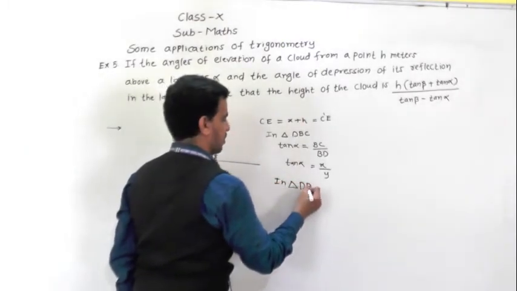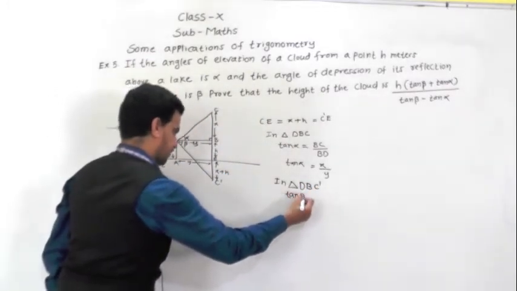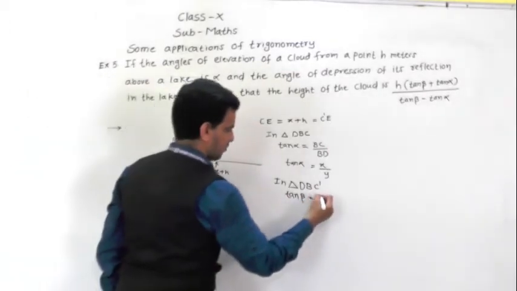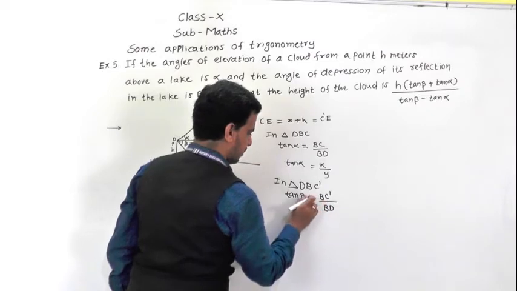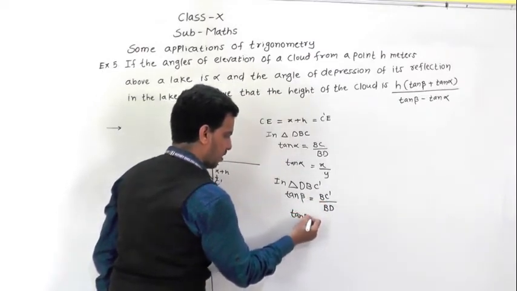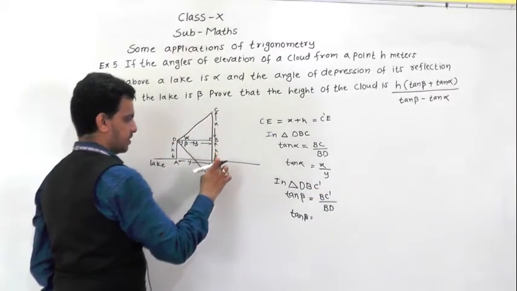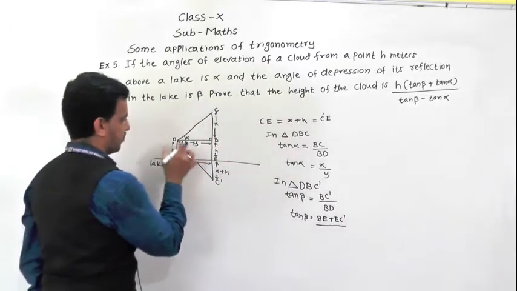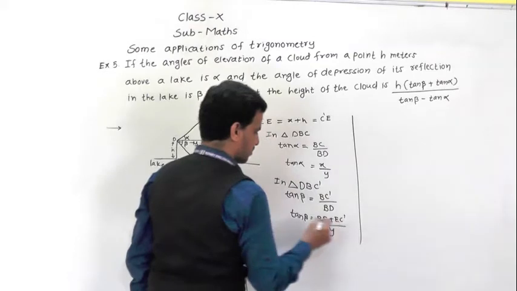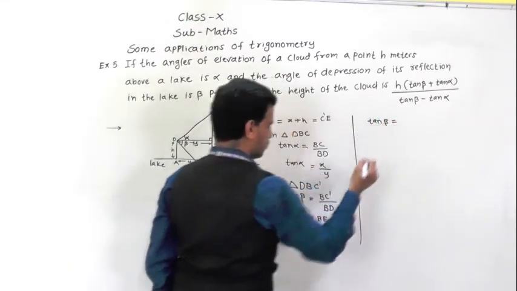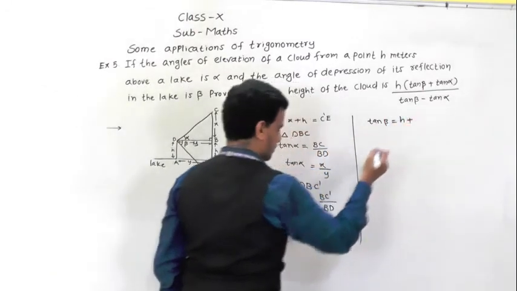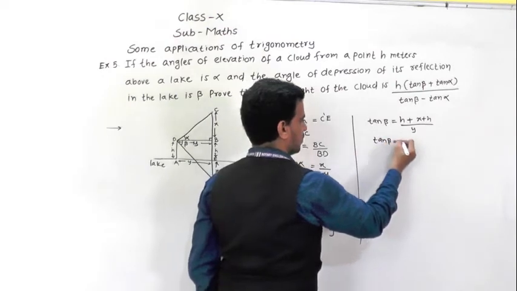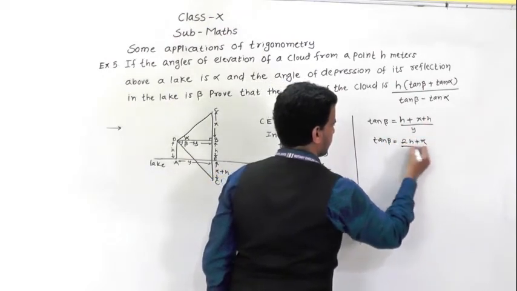triangle DBC dash, tan beta is equal to BC dash upon BD, okay, that is BC dash upon BD. Now tan beta is equal to BC dash, that is BE plus EC dash. So we can write BE plus EC dash upon BD, which is Y. From this we get tan beta is equal to H plus EC dash, that is X plus H, divided by Y. So tan beta is equal to 2H plus X upon Y.